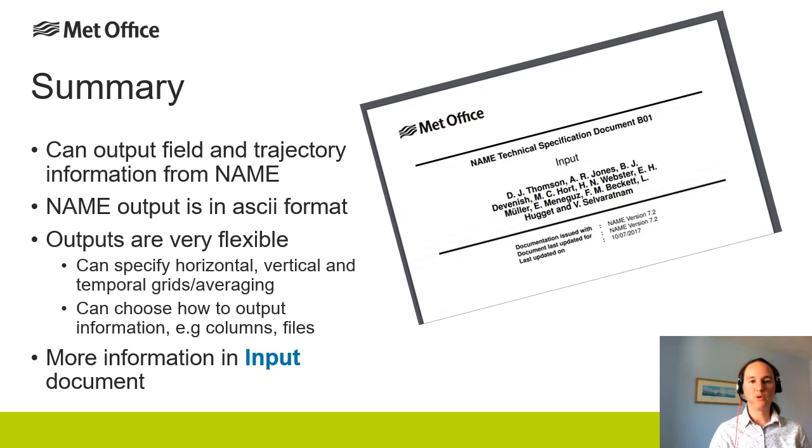Over the course of this lecture, we've looked at how we output field and trajectory information in NAME, and we've looked at the flexibility of that format and how we specify its horizontal, vertical and temporal grids and how to specify what averaging we want. We've also looked at how we might format that information, how we can choose what information we want in separate columns and what information we want putting in separate files.